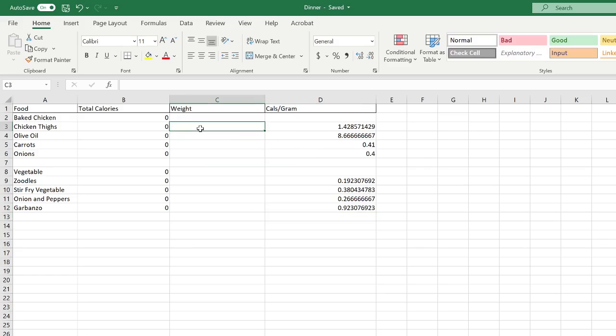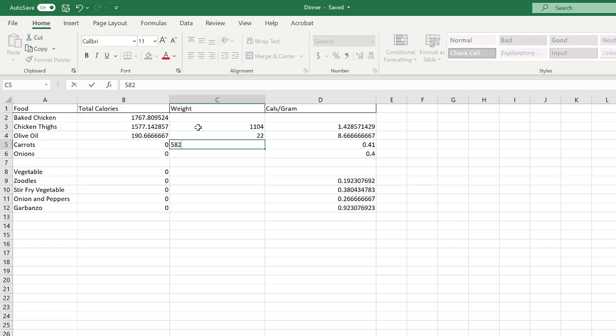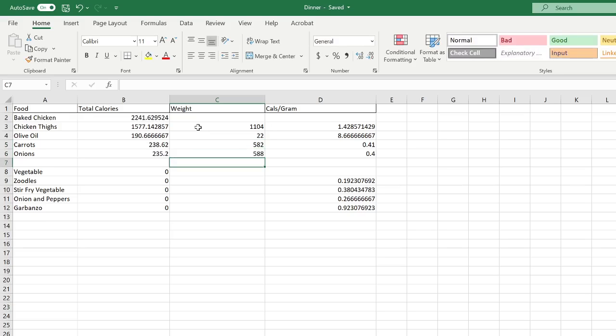And now I'm going to fill out my weight, and as you'll notice as I put in the weights, my total calories will start to populate. So I had to weigh out my chicken thighs, and I had 1,104 grams. And I had 22 grams, which is about a tablespoon and a half of my olive oil, 582 grams of carrots, and 588 grams of onions.